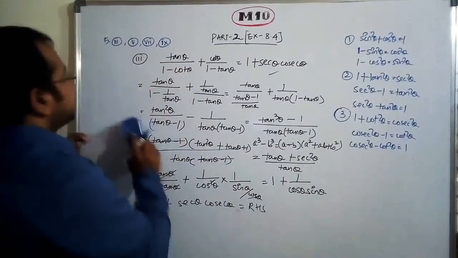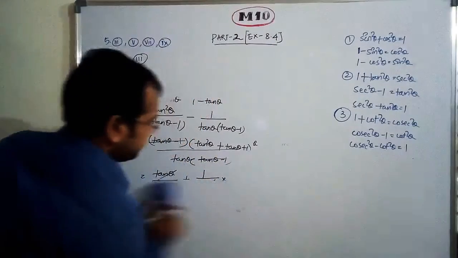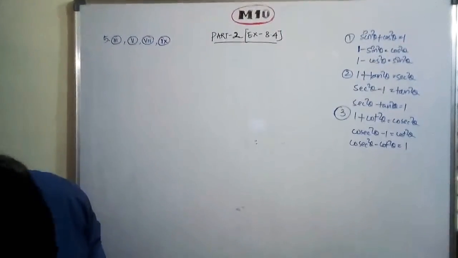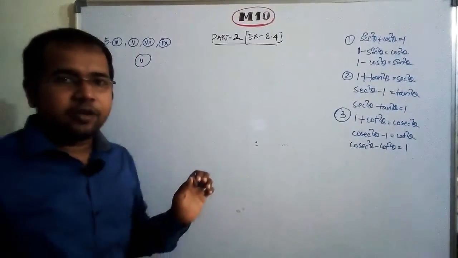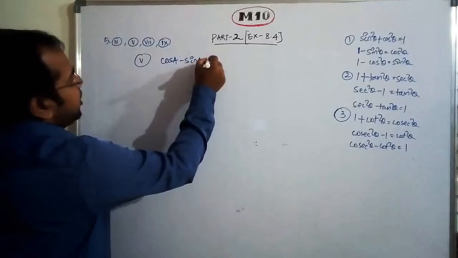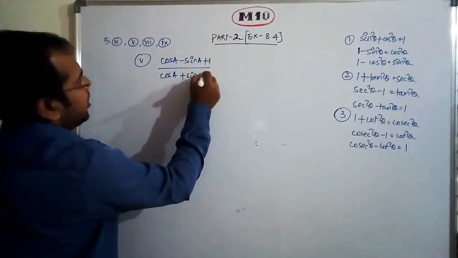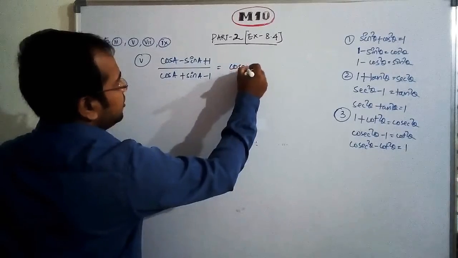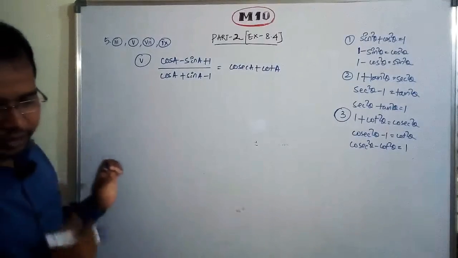Okay, so let us solve this second question. That is the fifth bit. What is the fifth bit? Cos A minus sin A plus 1 divided by cos A plus sin A minus 1, that is equal to cosec A plus cot A. So this is the question.